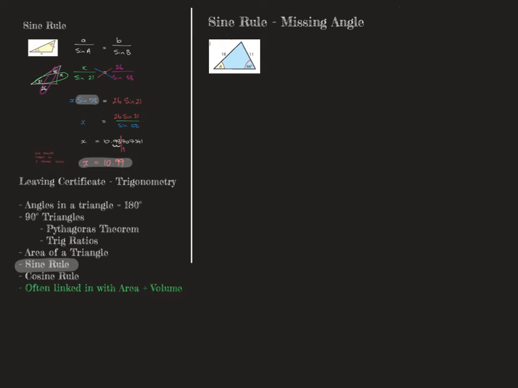The next thing is the area of the triangle being half AB sine C. That doesn't help us in this case, because we don't know the area. If we knew the area, it might help us, but we don't. And that brings us on to the sine rule.